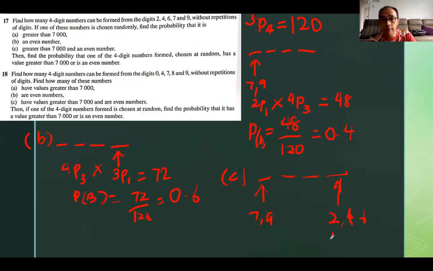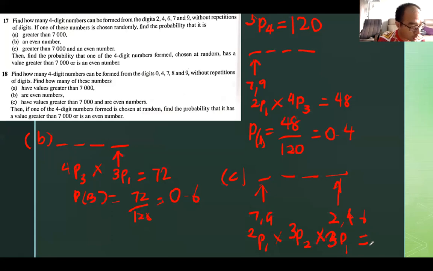So this is 3P1. Okay, this is 2P1. Now, once you have put in both of these, then you have 3 numbers left and only 2 places. So this is 3P2. Okay, so how many ways are there altogether? So 2P1 times 3P2 times 3P1, 36. Yeah, 36.